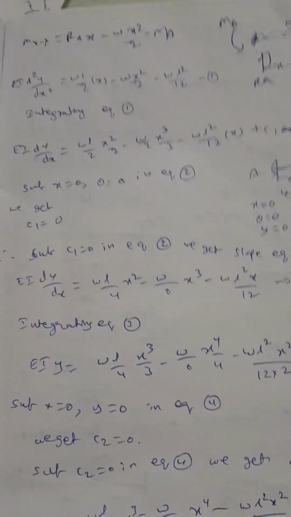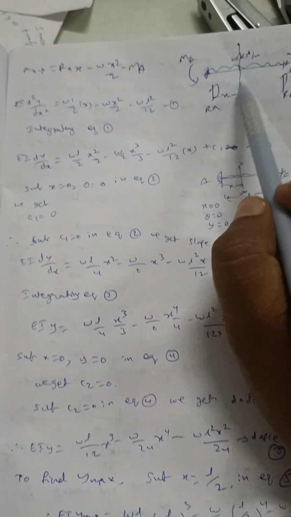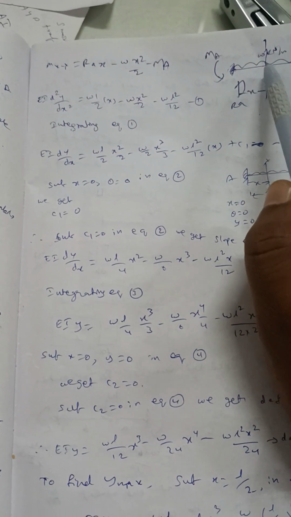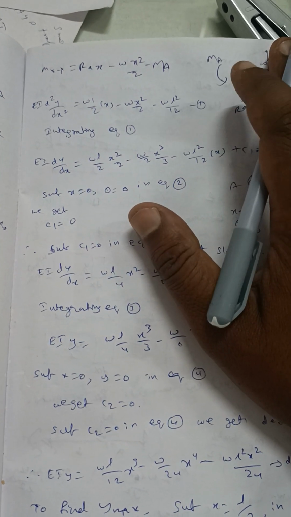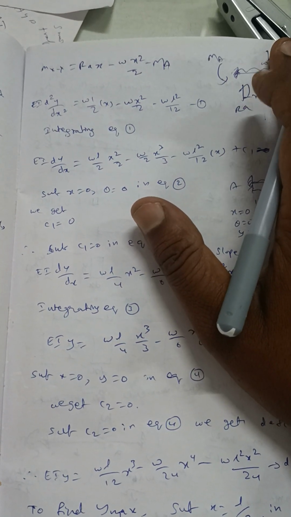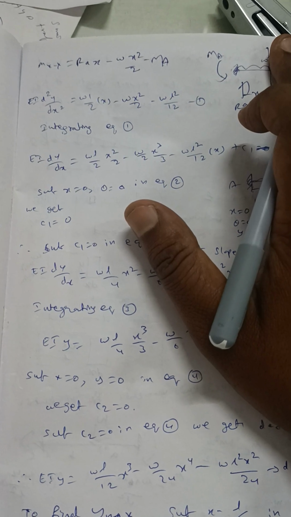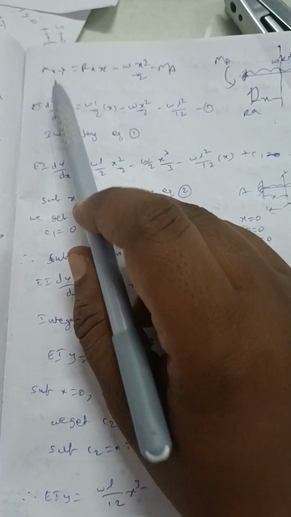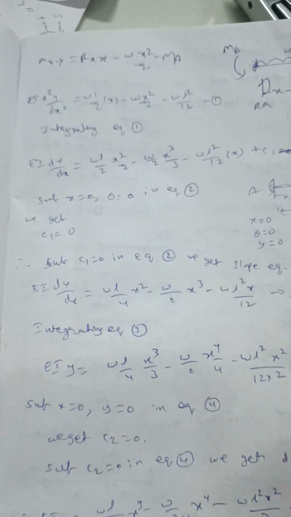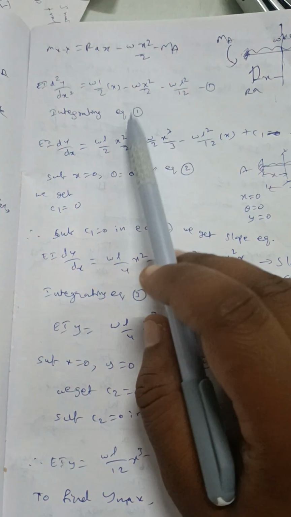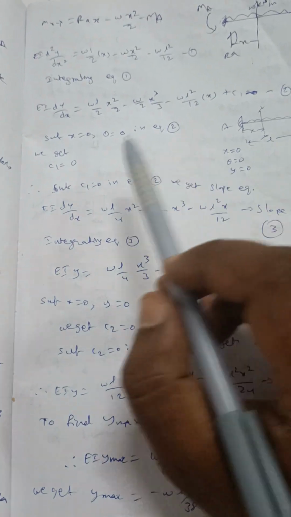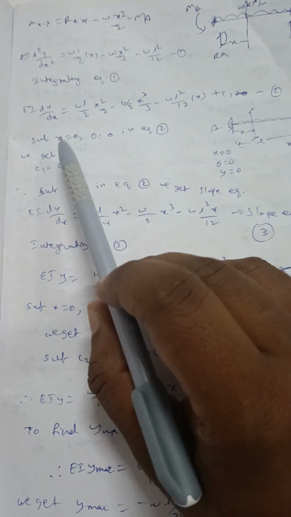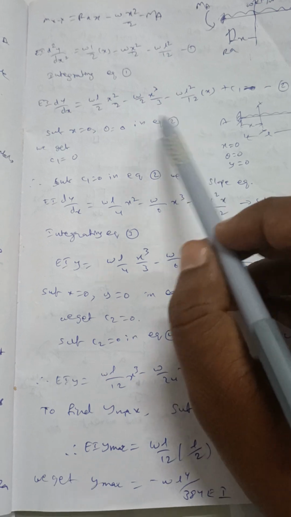Okay, so now I have taken a section XX. At this point I have calculated MXX: RA into X minus WX square by 2 minus MA. Okay, now this is equal to EI d square y by dx square. So integrating this equation, we will get C1, same as the previous procedure. I have substituted the boundary conditions x equal to 0, theta equal to 0, then I have got C1 equal to 0.